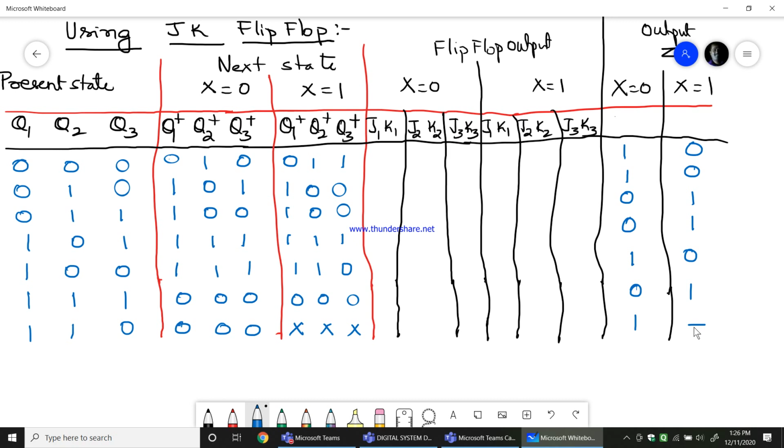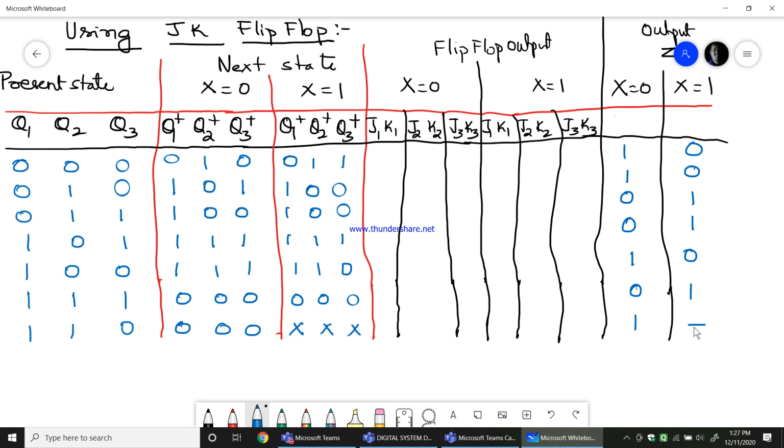Can anyone tell me what is the next step? K-map, sir. Before K-map, what should we do? What is blank in the table? JK values. So what should we do? Excitation table. So we will use the excitation table to enter these JK values now.